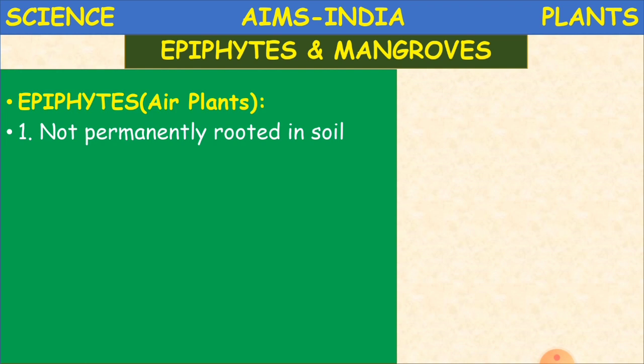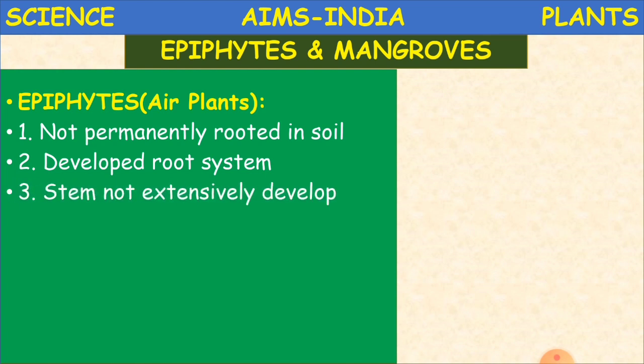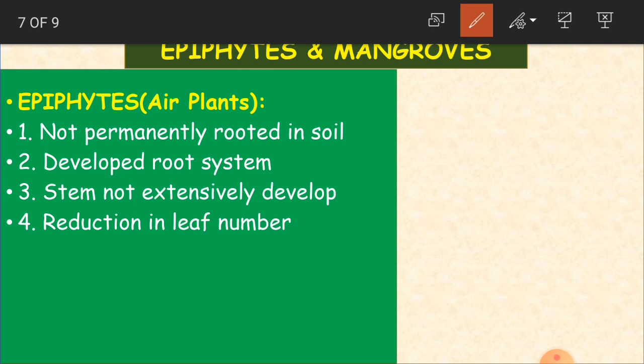Now what about epiphytes? Epiphytes and mangroves. Epiphytes are air plants which live in the air. So how are they featured? The first thing is they are not permanently rooted in soil. They don't have roots in the soil. Then how are they? They have roots, but they grow on other trees. That is why they are not rooted in the soil.